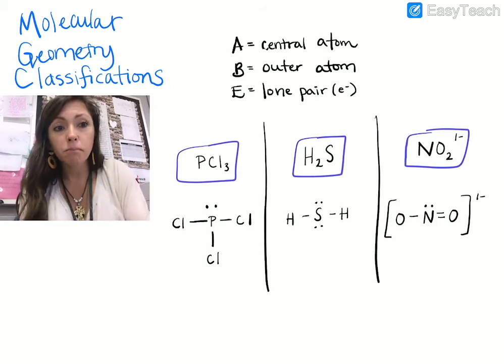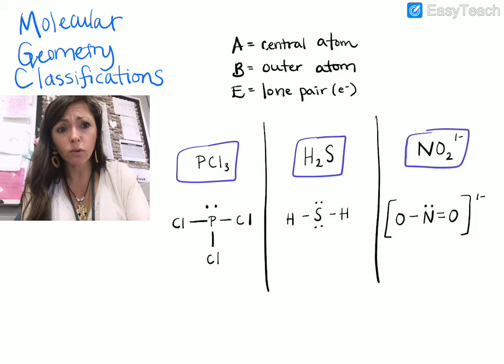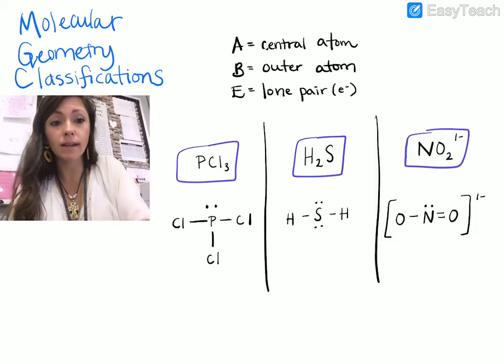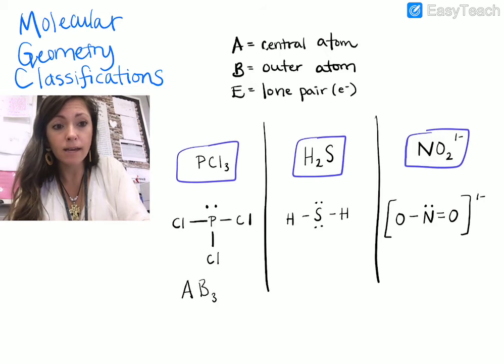So right here, this phosphorus trichloride, you've got a central atom, you've got 3 outer atoms, and then you have 1 lone pair. So this is what is known as an AB3E molecule.